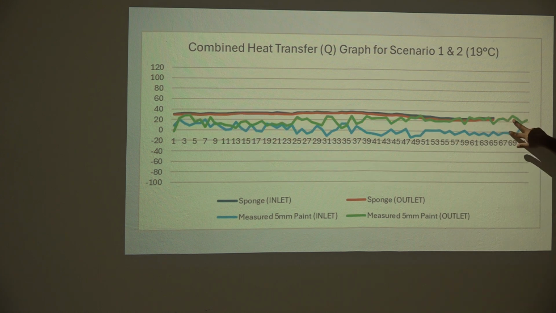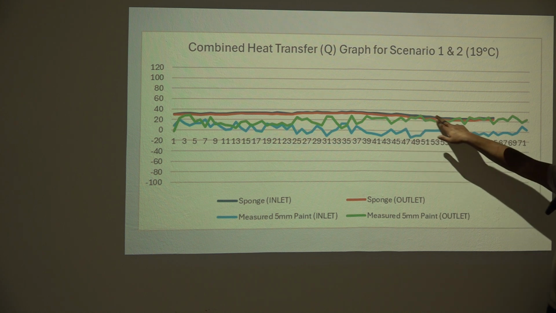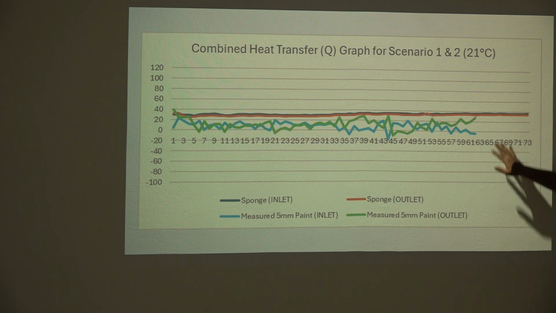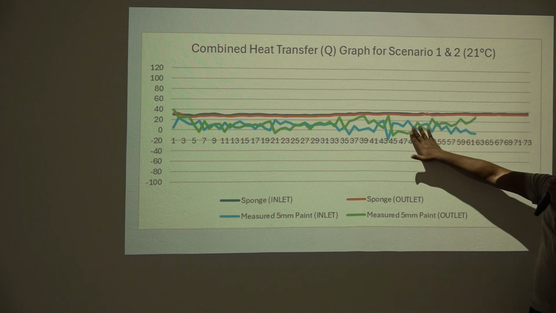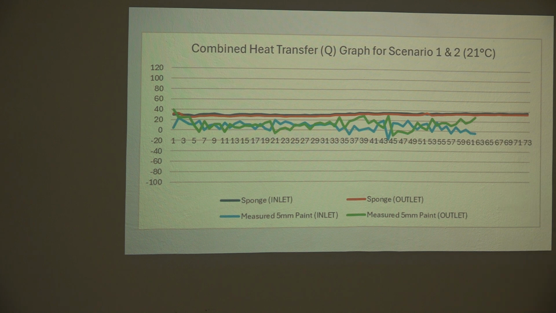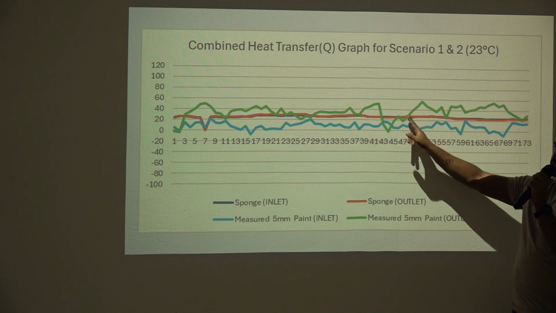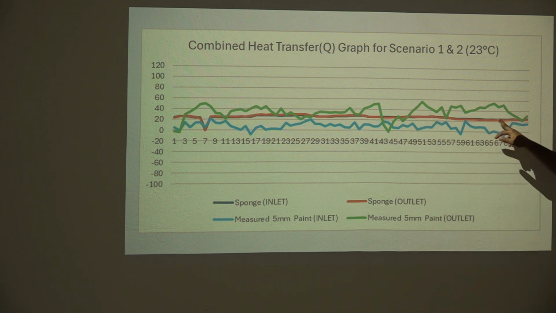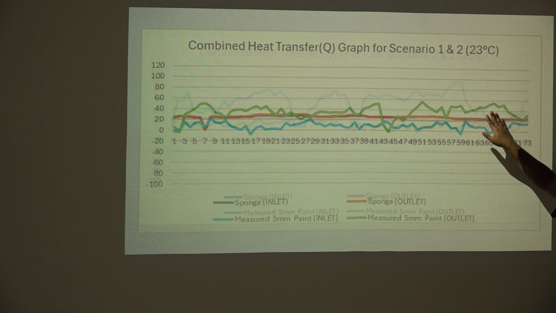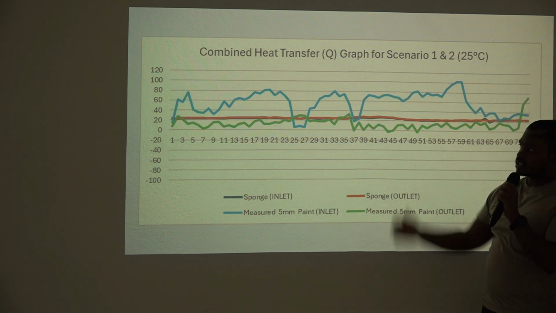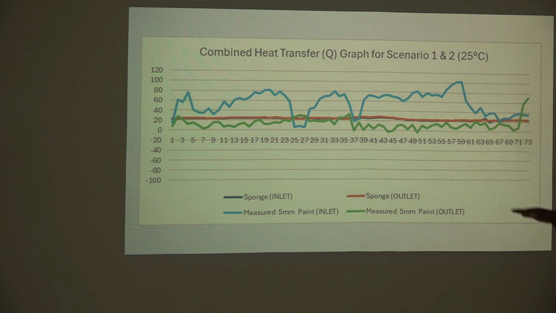Over here, the pane is actually doing pretty well. It's doing better than the sponge overall. So once again, for 21 degrees, it's actually doing better than the sponge. It's doing a pretty good job so far. And now when we come to 23 degrees, there's a bit more of an anomaly per se. It's not doing as good as the sponge, because it's allowing more heat to pass through, which is not what we want. And this is for 25 degrees, our final scenario, where you can see a very drastic change, and it's allowing way too much heat to pass through.